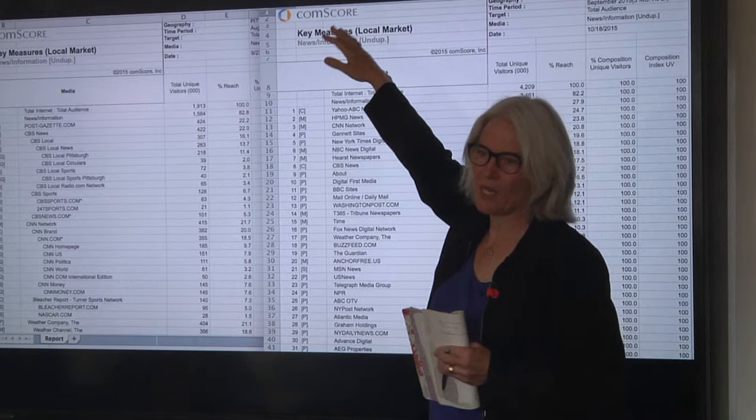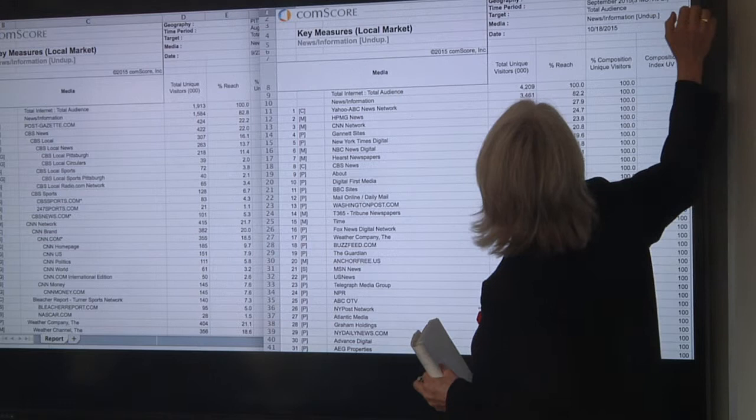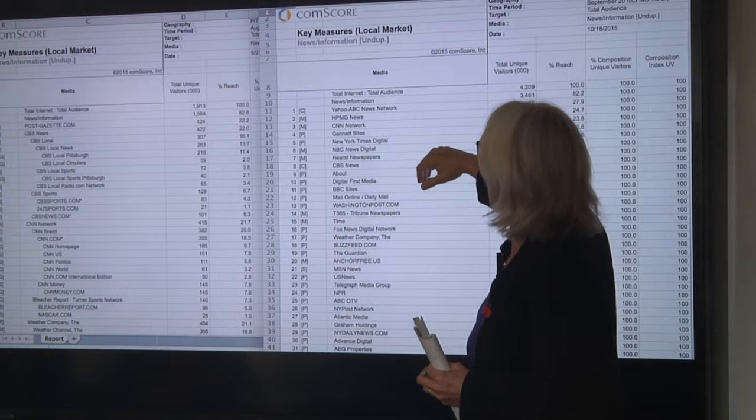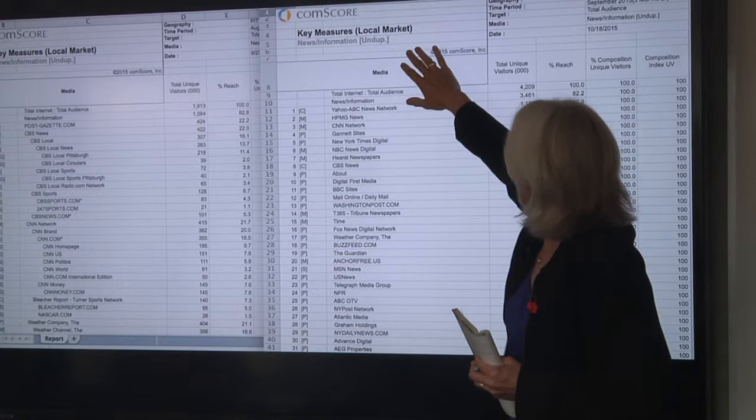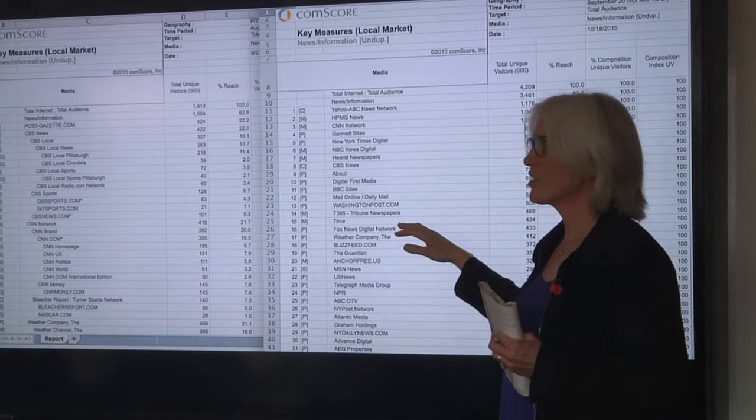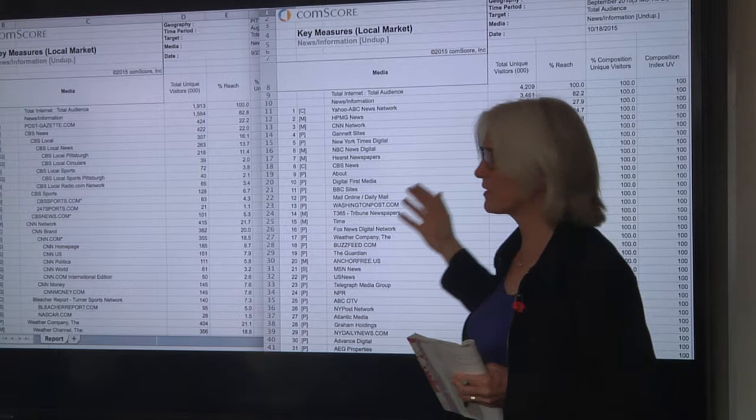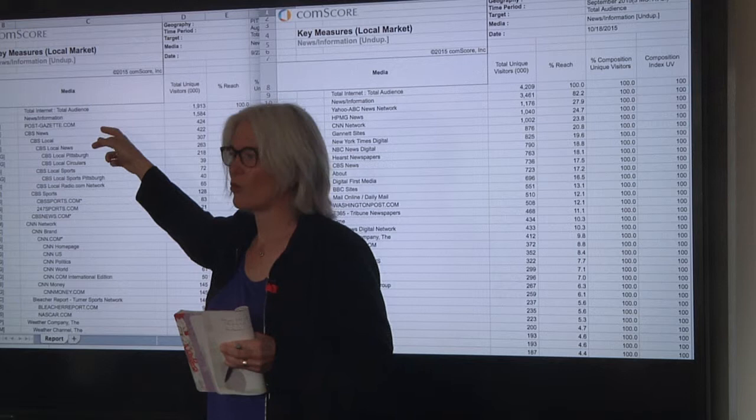And so for the DMA of San Francisco, Oakland, San Jose, it shows Yahoo, ABC News Network, then HPMG News, then CNN, then Gannett Sites, then Times Digital. Then you come down here to Hearst at number 7. But those are the biggest sites in this demographic region. That's not unique; it can vary for each region. In Pittsburgh, where I live now, the Post-Gazette is actually the biggest local news site. I haven't broken it down to only show me local. This is just news sites.